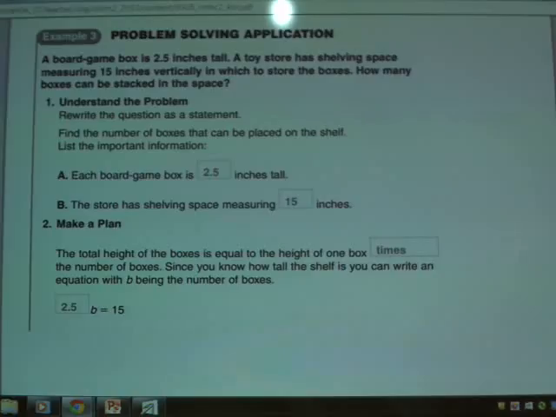2.5 inches per box times the number of boxes, b, has to be equal to 15, which is the maximum amount of space we have available on the shelf. So we're going to end up solving the equation 2.5 times b equals 15.